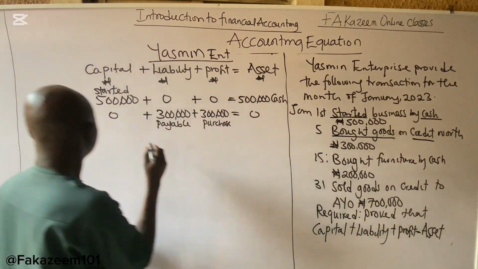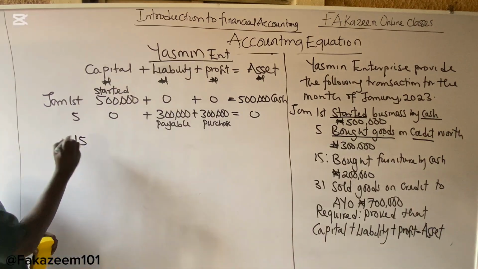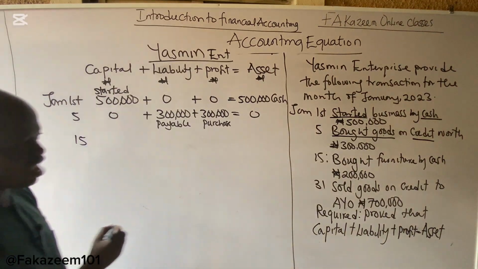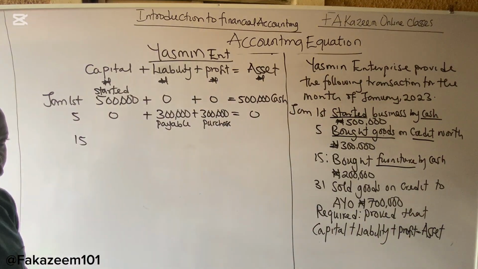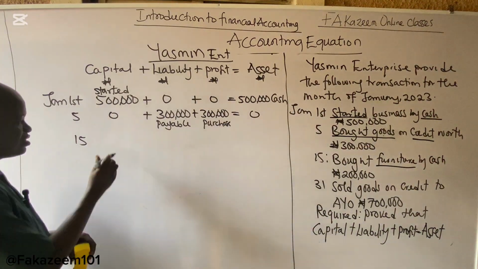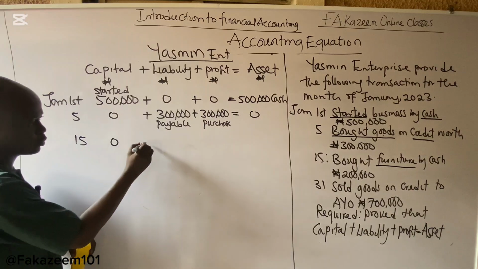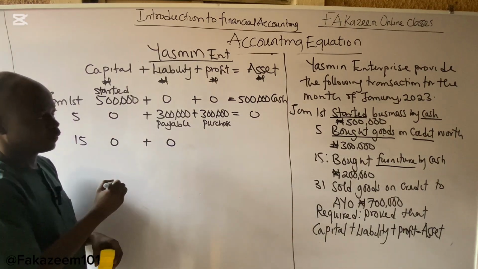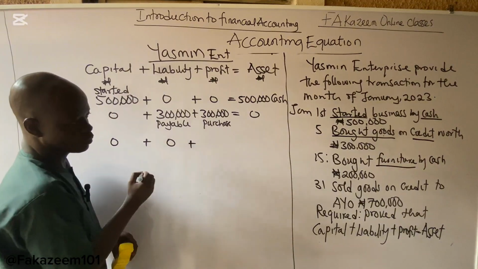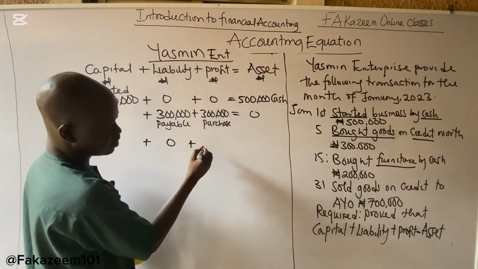On the 15th, January 15, we have bought furniture. This time they identify what they bought. They bought furniture. Furniture is an item of asset, meaning capital is zero. There's no liability. And this time, there's no profit.